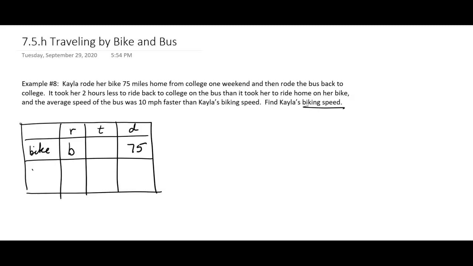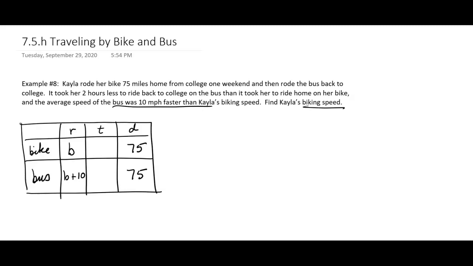All right, then she's coming back to college on the bus. We know a little bit about the speed of the bus. We know it's 10 miles an hour faster than Kayla's biking speed. So B plus 10 would be the rate of the bus. All right. And we know the distance. We know it's just as far for her to go home as it is to go back to college. So 75 miles to go home by bus.